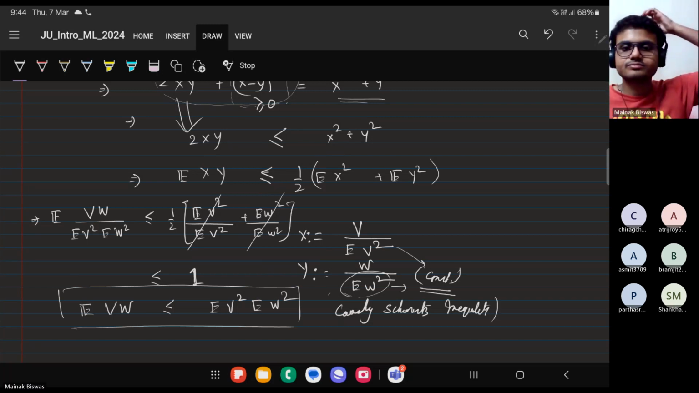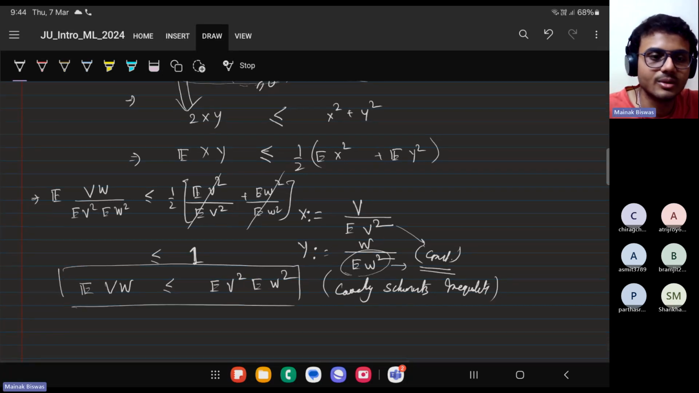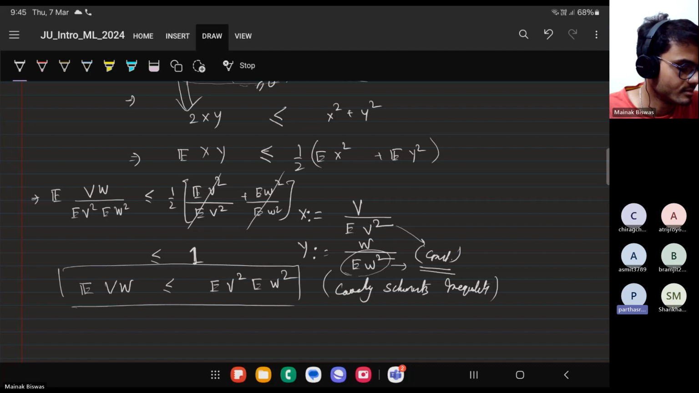Understood? Any doubt? So now how will I prove correlation is between 0 and 1 using this definition? Yes, I will bring the RHS to this side, I'll divide it. But I have to take the square root, right? I have to do the square root. Yes.